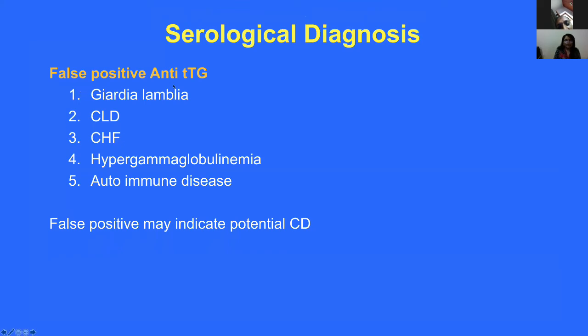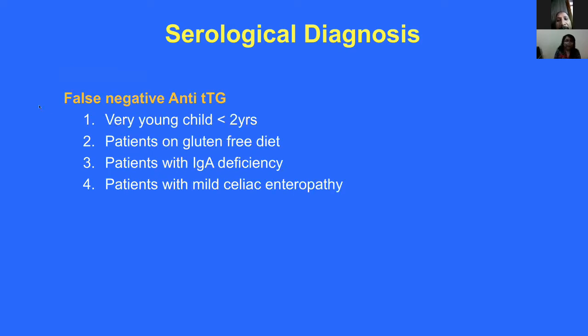We can have some false positive anti-TTG positivity in patients with Giardia lamblia infection. Some patients with chronic liver disease can have this, and congestive heart failure, patients with hypergammaglobulinemia and autoimmune diseases. So that's why we cannot diagnose celiac disease only on the basis of anti-TTG value. Although a false positive may indicate potential celiac disease, the sole diagnosis cannot be made by presence of only anti-TTG. We need other parameters in the form of either duodenal biopsy or HLA testing before labeling it as celiac disease.